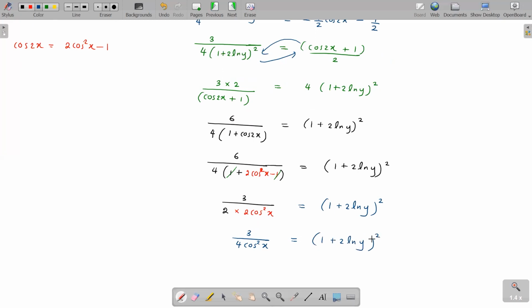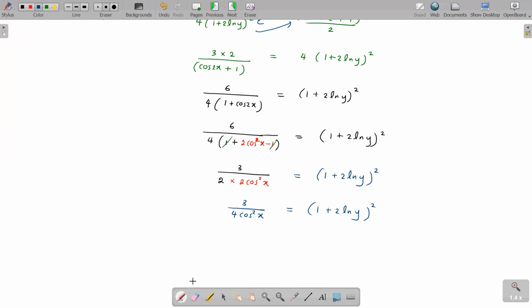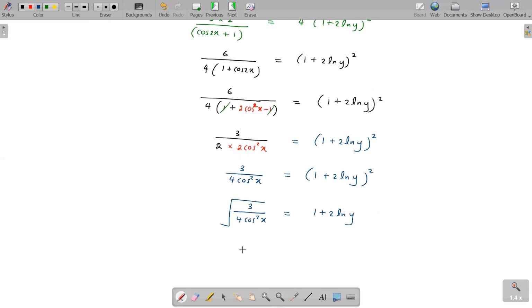First thing is we'll remove the power 2 to the other side. The power 2 removes as the square root, right? So square root of 3 over 4 cos square x is equal to 1 plus 2 ln y. So we are close to making y the subject now. Square root of 3 will stay as it is. 4 becomes a 2. Cos square x becomes cos x. 1 plus 2 ln y. Are you okay with it?